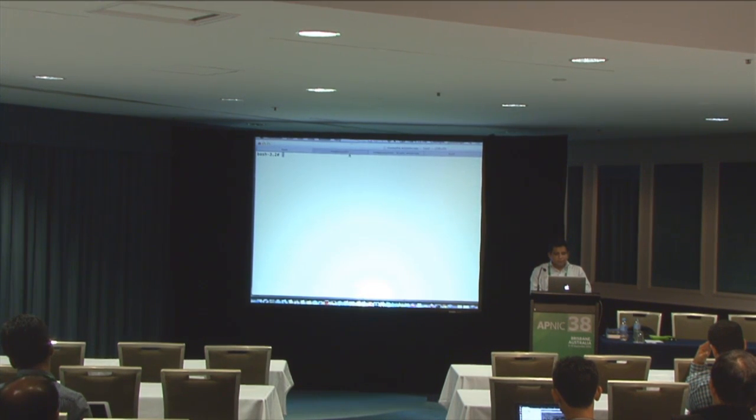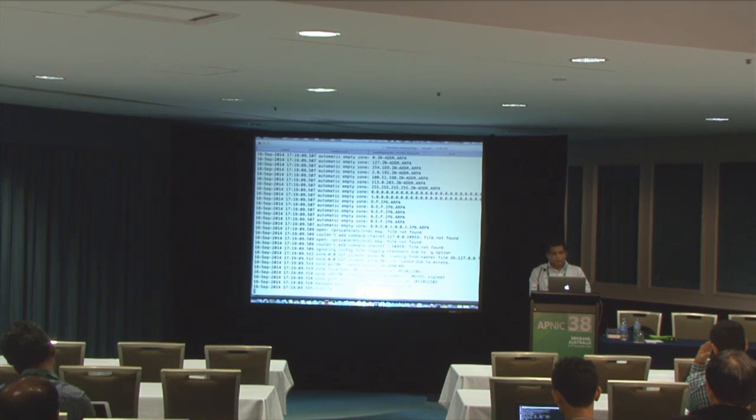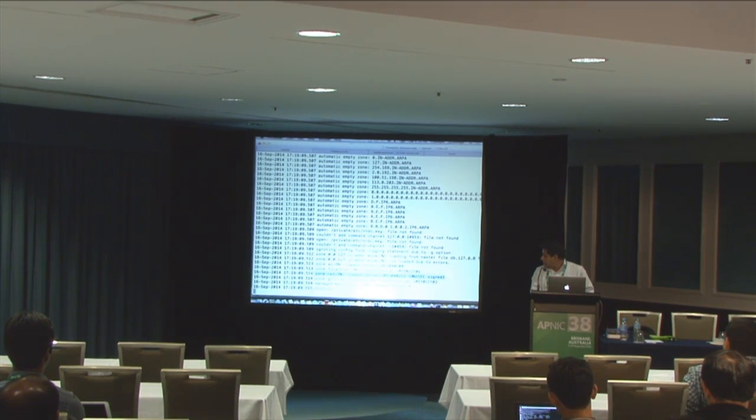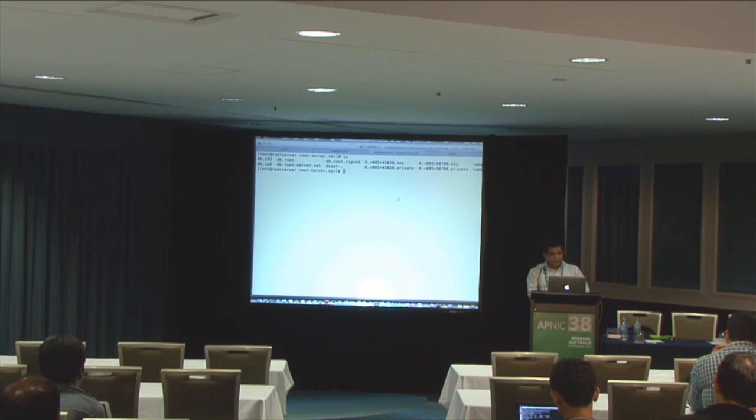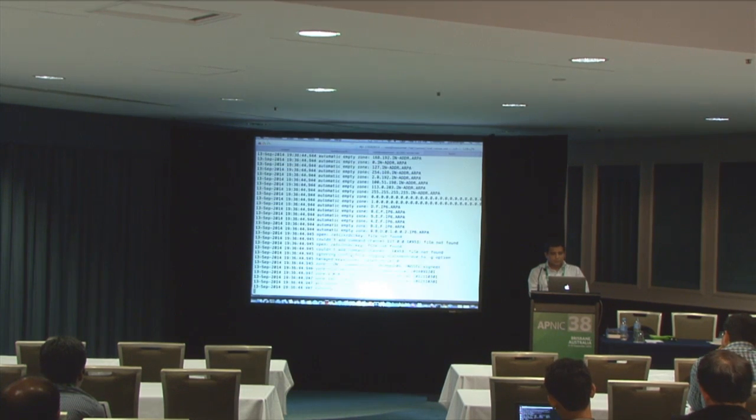So let's run these name servers. I'll run it in the foreground so that you can see the messaging and all that. So now you can see my .net is running. You can see it's DNSSEC signed, okay? And its zone is loaded, right? I will also run the root as well. So that's fine as well. You can see now root is loaded, DNSSEC signed.